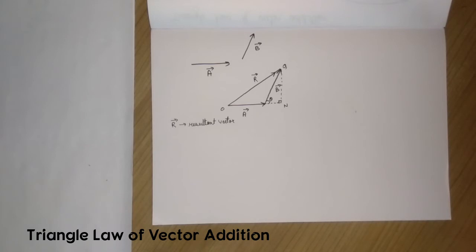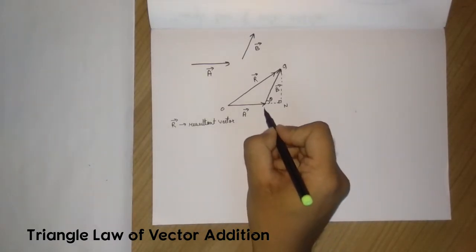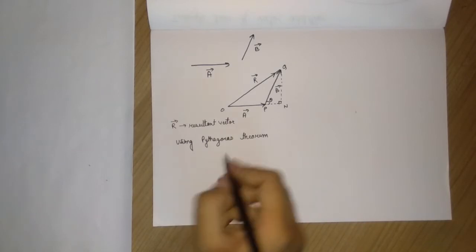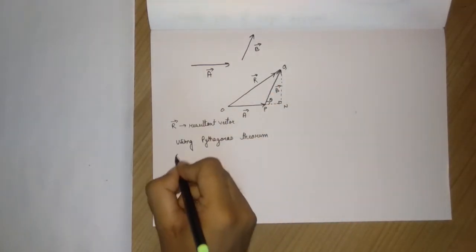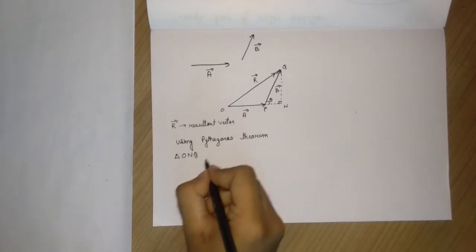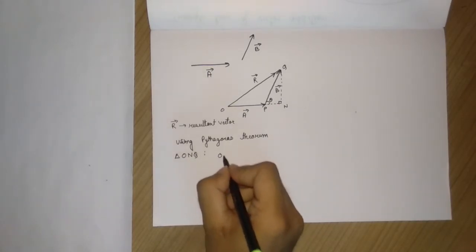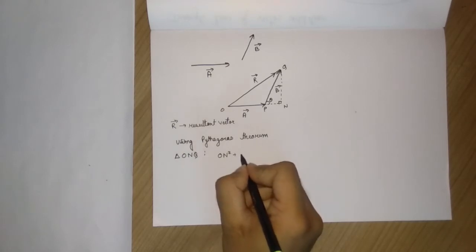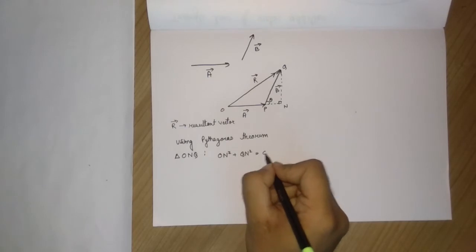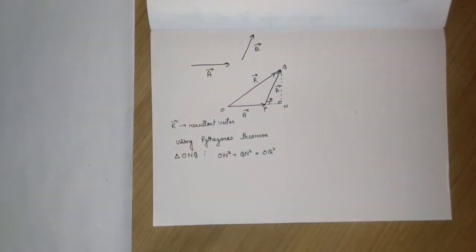So what is the first thing that we do? We name this point as P. Using Pythagoras theorem, in this right angle triangle OQN, we get ON square plus QN square is equal to OQ square. This is as simple as that.